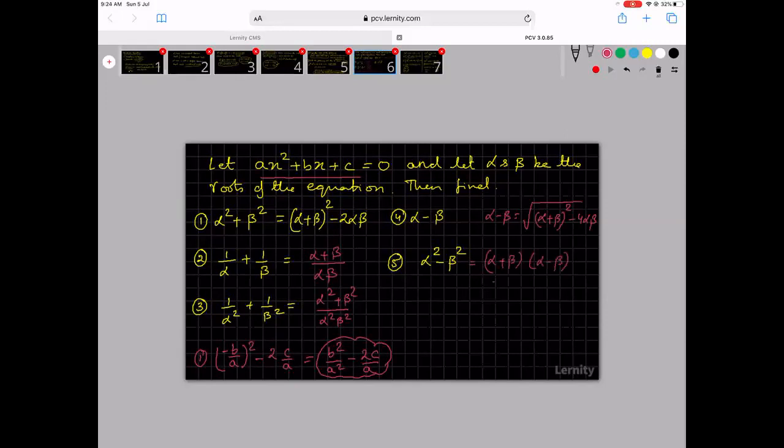So there are many ways. You know alpha plus beta and you know how to find out alpha minus beta. So quickly work out all these questions.